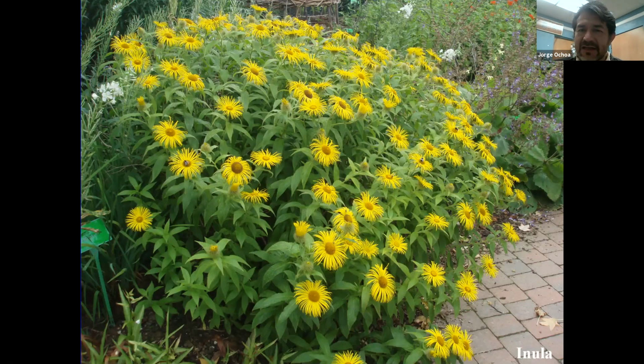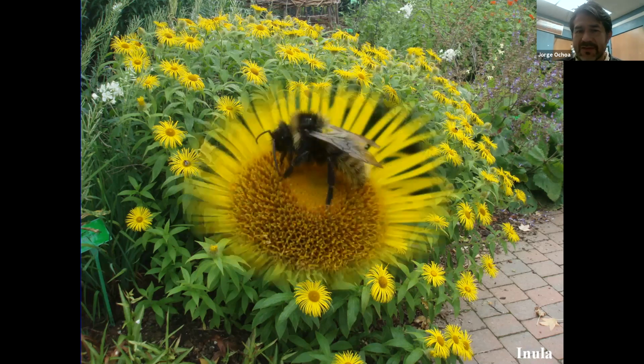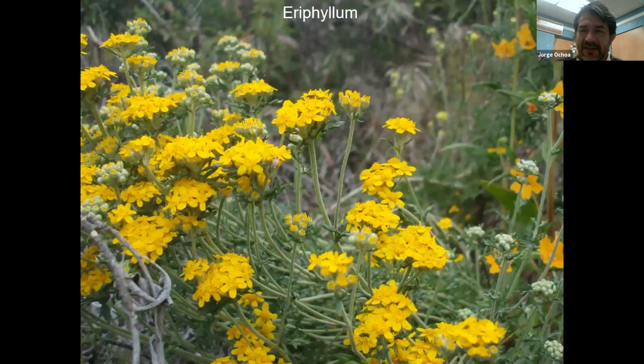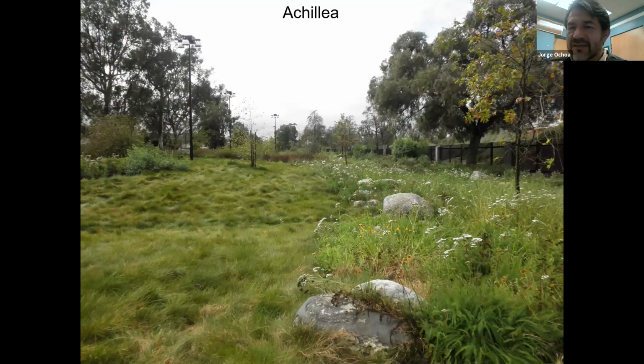And here we have Inula. This is from Europe. I wish it would grow here, but it's just too hot. And here's just a bumblebee that we have in the flower photograph. Or also native to California, Eriophyllum, one of the golden yarrows that is out there, or just a regular yarrow, Achillea.